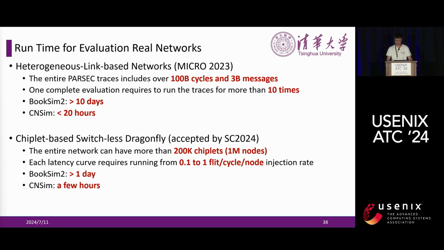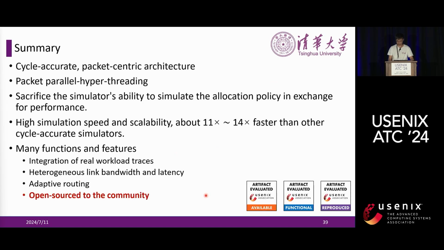Also, for the chiplet-based switchless Dragonfly, each latency curve requires running from 0.1 to 1 flit per cycle per node injection rate. By using CNSIM, we only need a few hours to draw the curve. Personally, CNSIM has helped me a lot. I hope it will help more network architecture researchers.